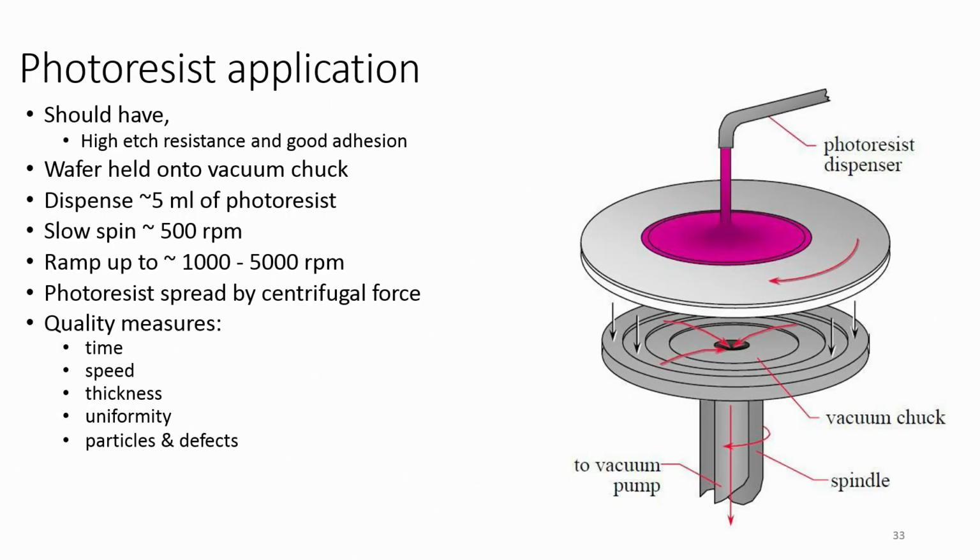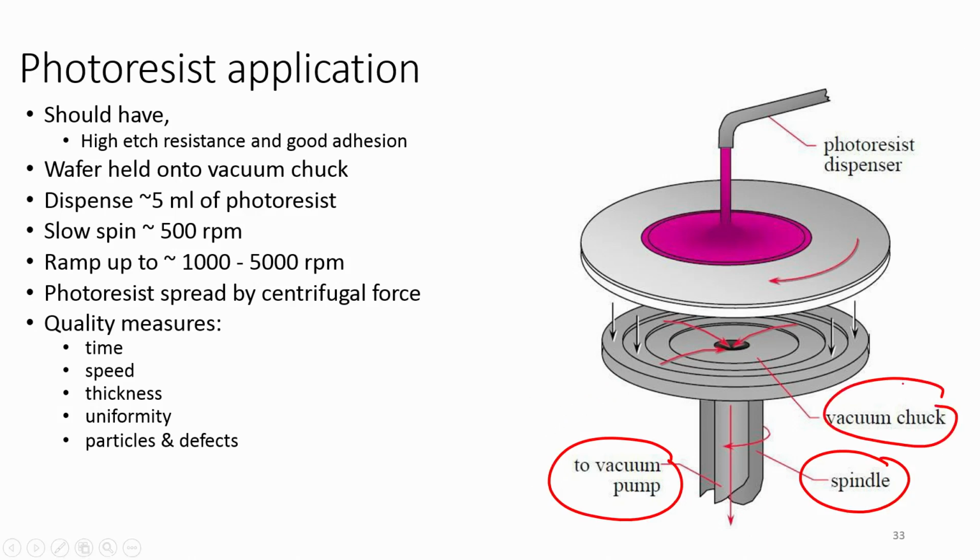So, how can we spin coat photoresist onto a silicon wafer? We need a vacuum chuck, which you can see here. There is a vacuum chuck, and there is a vacuum pump. This goes to the vacuum pump. There is a spindle which spins, and the vacuum would be created here in the center area. This is the wafer.